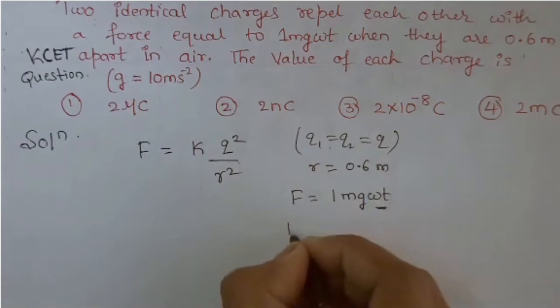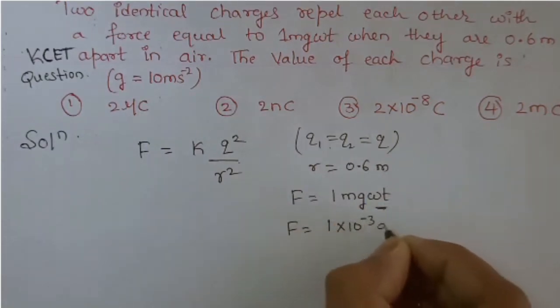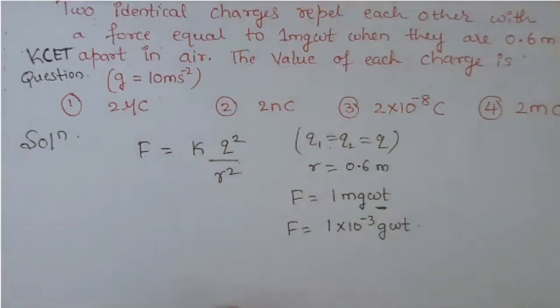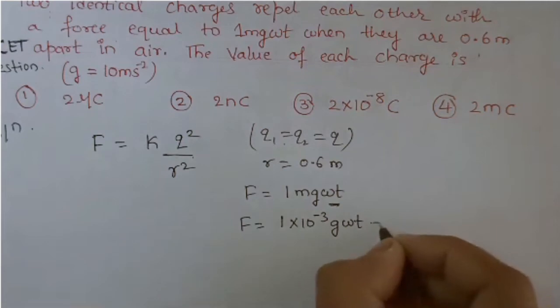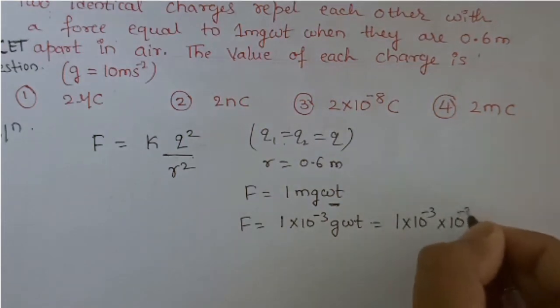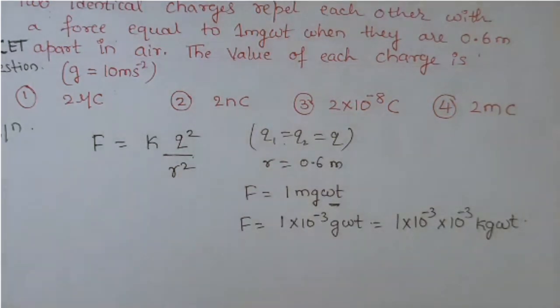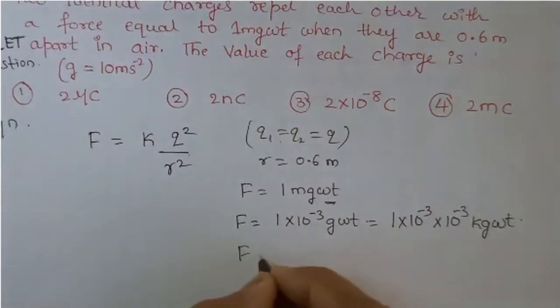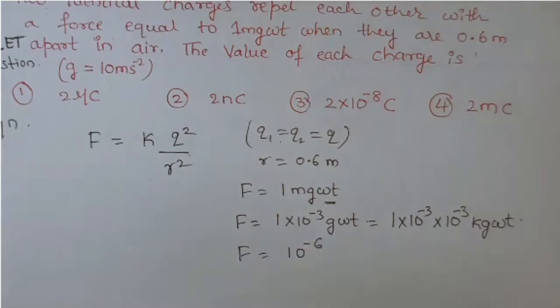In first year I have told this, but anyhow, once again, 1 milli means 10 raised to minus 3 gram weight. Okay, gram you have to convert into kg. So 1 gram is equal to how much? 1 by 10 raised to 3 kg. So nothing but 1 into 10 raised to minus 3 into 10 raised to minus 3 kg weight. Correct. So F equals 10 raised to minus 6 kg weight.